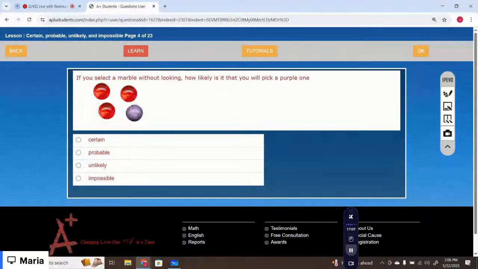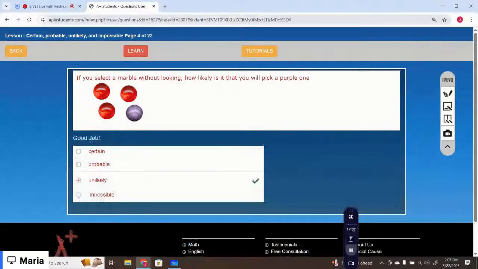If you select a marble without looking, how likely is it that you will pick a purple marble? So you can see you have three red marbles and only one purple marble, right? So it is unlikely that you will pick a purple marble because there are fewer purple marbles than red, right? So the correct option is unlikely.